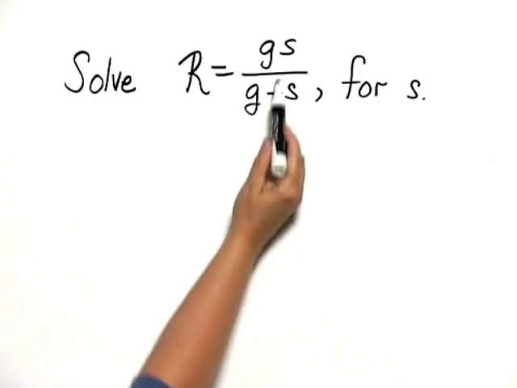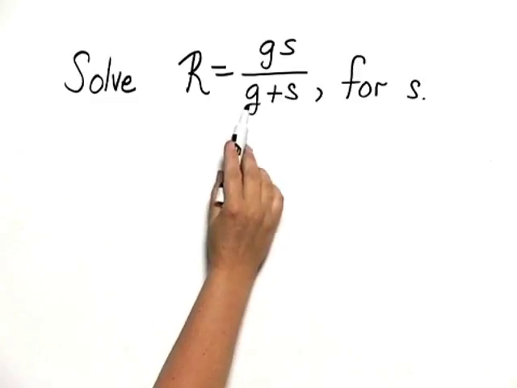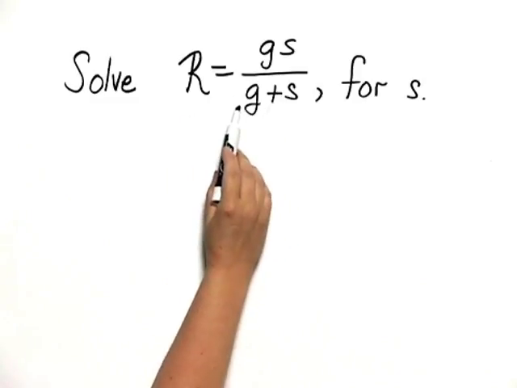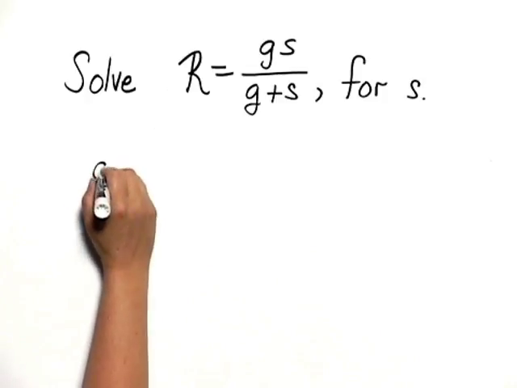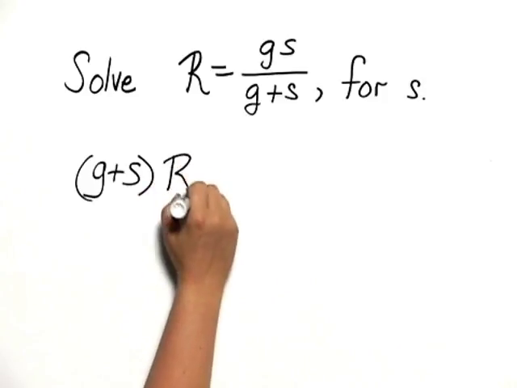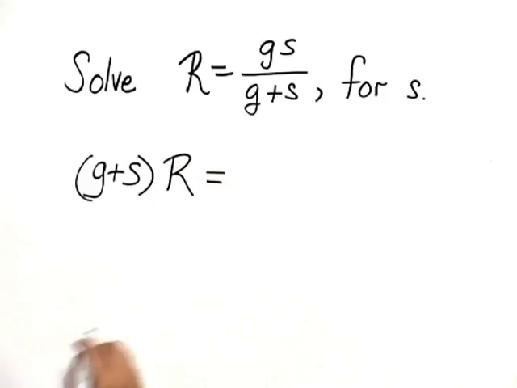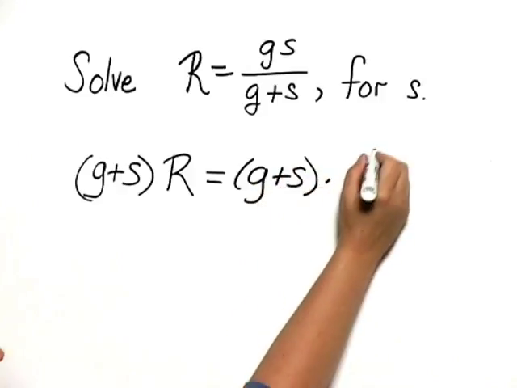Since I have a rational expression, I'm first going to clear fractions by multiplying both sides of the equation by the denominator g plus s. So I multiply g plus s times r, and then I multiply the other side of the equation by g plus s.